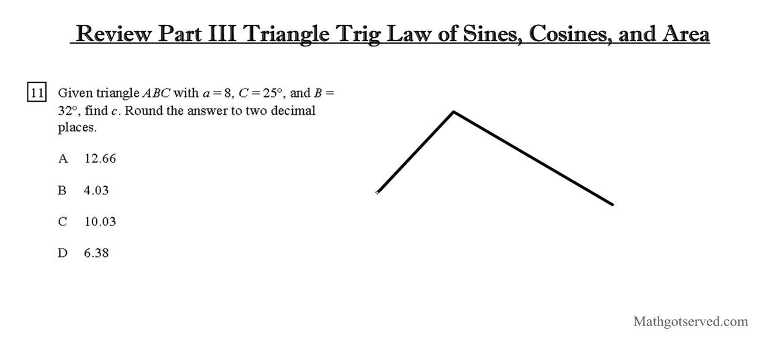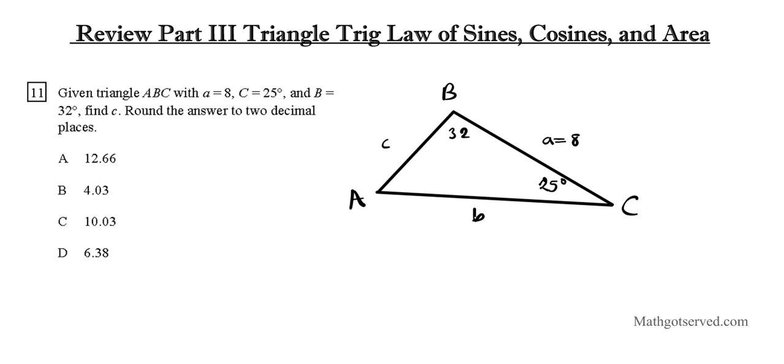Okay, so there goes my typical triangle ABC. Let's label them using the correct fashion. This is uppercase A, so that makes that little a. This is uppercase B, that makes this little b. The side opposite uppercase C is little c. Little a is 8. Big C is 25. You put the angles inside and the side measures outside. Big B is 32. And we have to find little c. So that's what we're looking for.